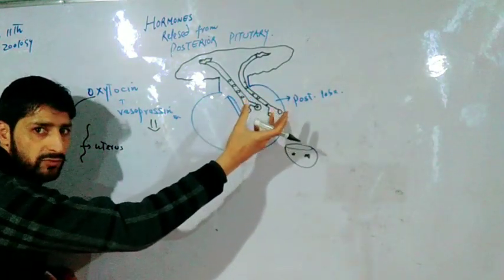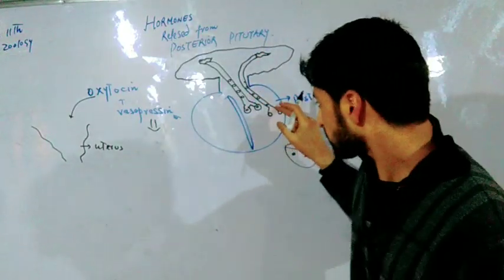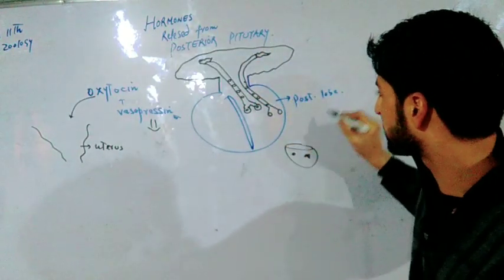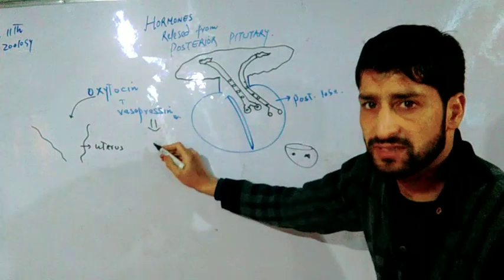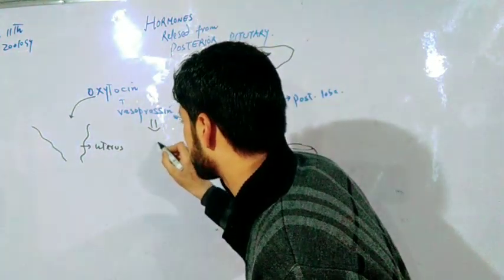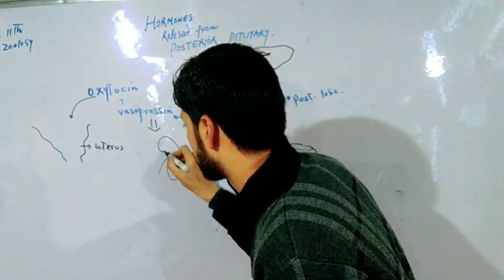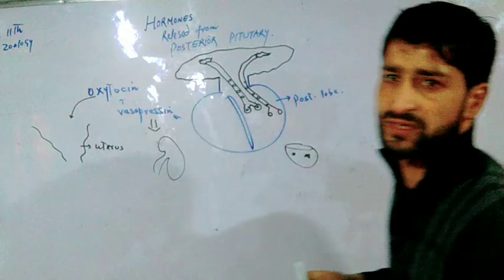I mean, it is stored in the posterior lobe of the pituitary gland, and from this posterior lobe these hormones are stored in Herring's bodies. The target structure for vasopressin is just your kidneys, or you may simply call them nephrons.